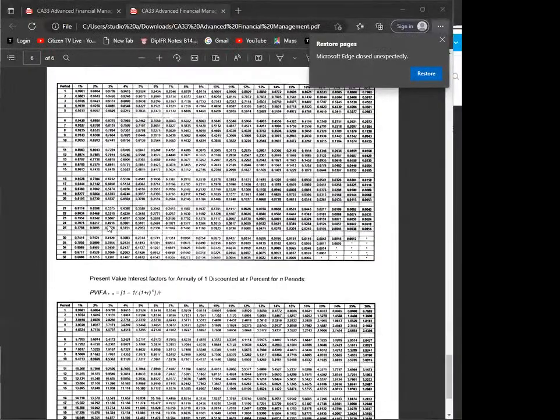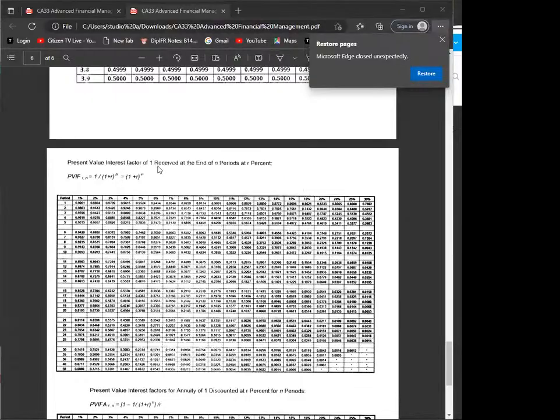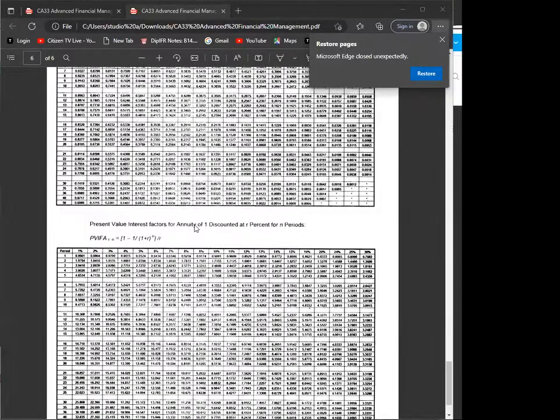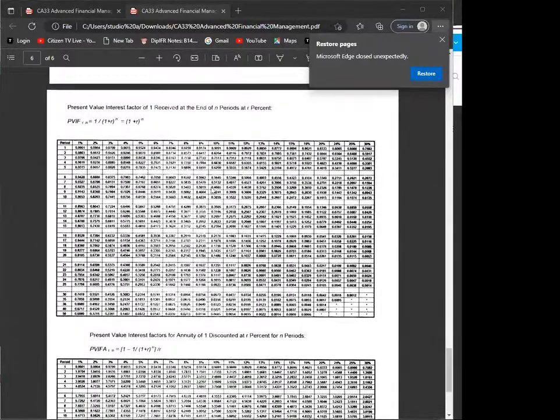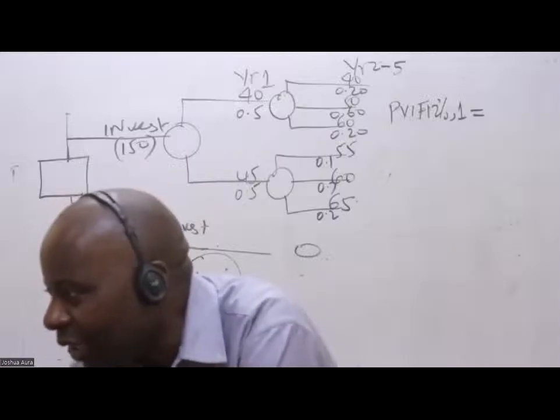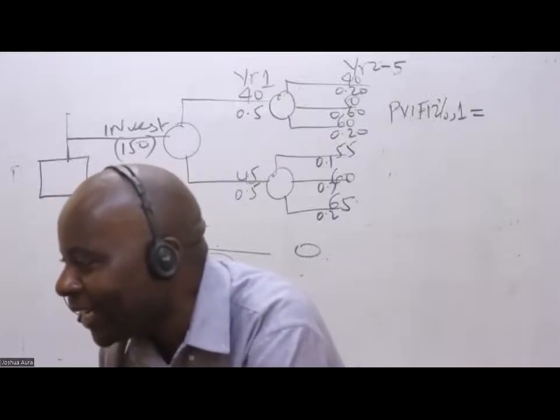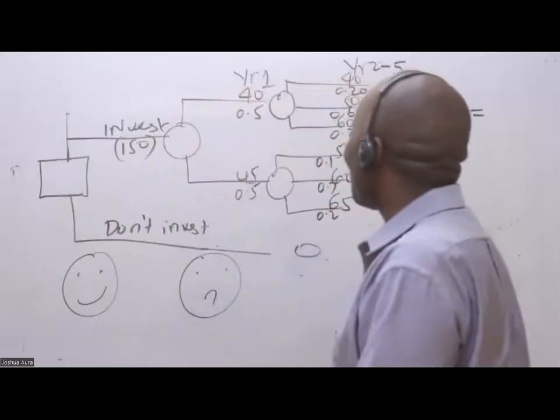In this case we have the present value interest factor at the end of year 1, this one here. So we have 12%, year 1, 0.8829. Don't use the one for annuity here, although for year 1 it will be the same. Okay, so they're giving me a figure of 8929. Thank you very much.